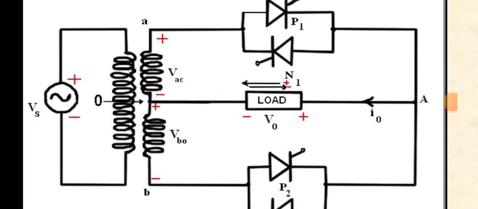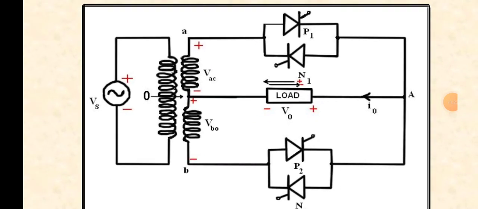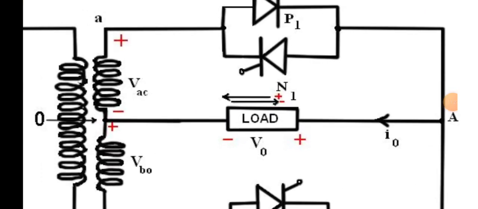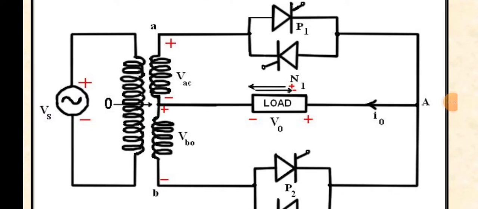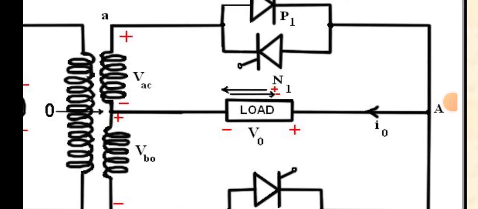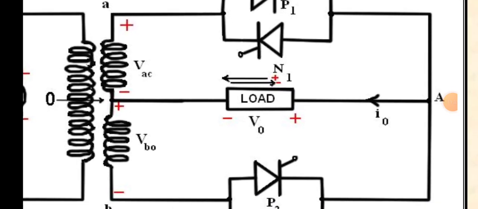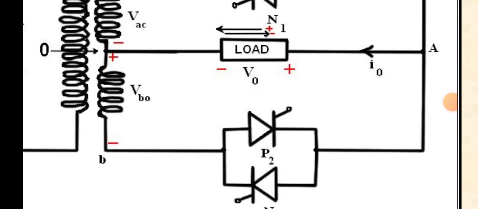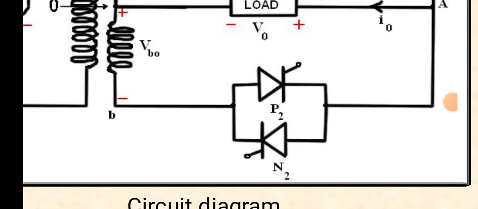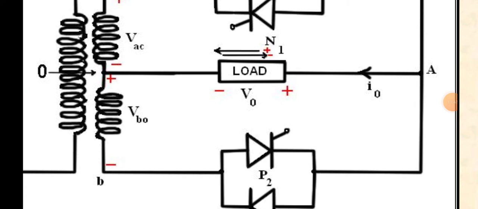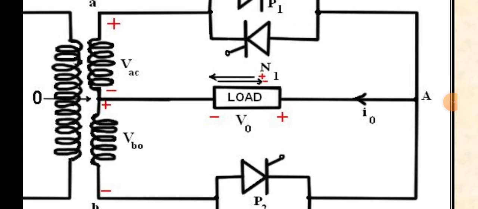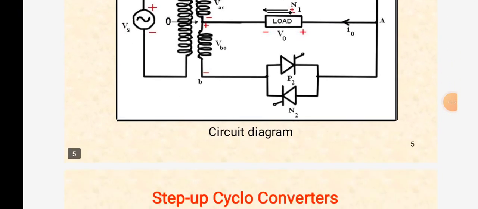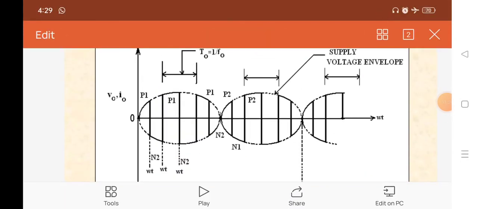And in the positive half cycle, from positive A, P1 conducts, and at a time P1 and N2 will conduct, and also in the negative half cycle, P2 and N1 will conduct here.